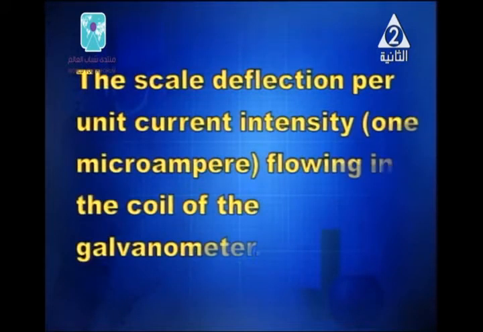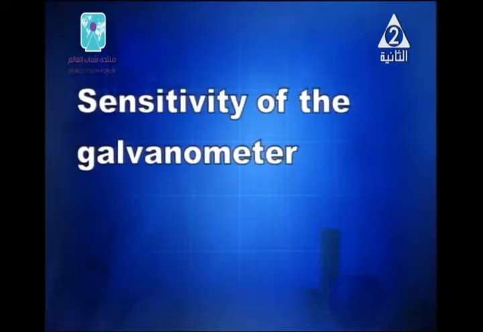And finally, what about the relation that gives the scale deflection per unit current intensity flowing in the coil of the galvanometer? So we want an expression that expresses the scale deflection per unit current intensity, and unit current intensity here actually is 1 microampere flowing in the coil of the galvanometer. Of course, we want a relation that gives the sensitivity of the galvanometer. Sensitivity of the galvanometer is given by the expression S is equal to theta over I.